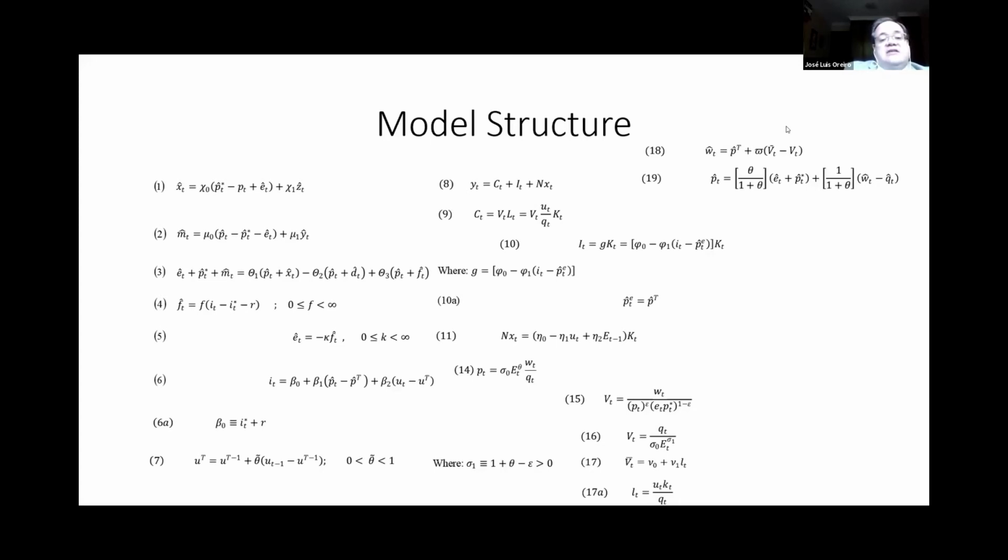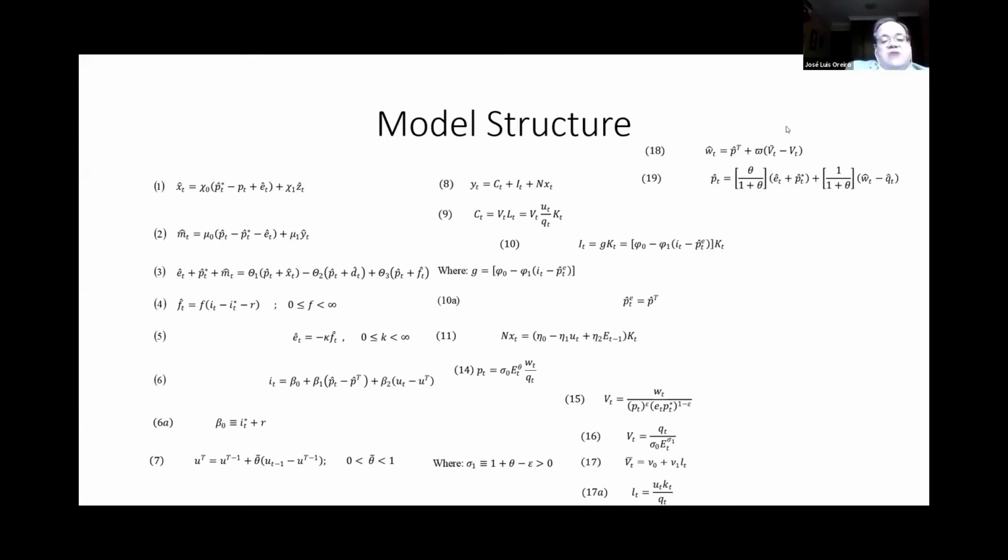Equation 8 is the goods market equilibrium. We are assuming no government activities. Equation 9 is the consumption function. Equation 10 is a simple investment equation where the growth rate of capital stock depends on an autonomous component and the real expected interest rate. Equation 10a assumes that inflation expectations are equal to the target inflation. So we are assuming a fully credible monetary policy. Equation 11 shows the net exports as a ratio of the capital stock.